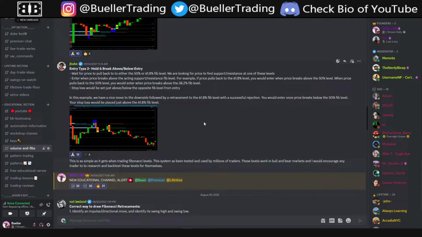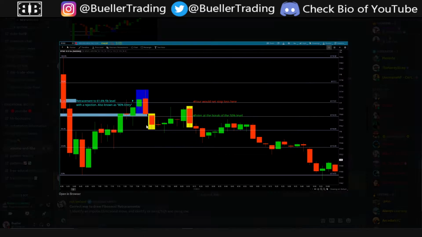So he's giving you a more passive strategy to wait for the next one to break. In this example, we have a nice move to the downside followed by a retracement to the golden pocket level with a successful rejection. You would enter once price breaks below the 50% fib level. Your stop loss would be placed just above the 61.8%.